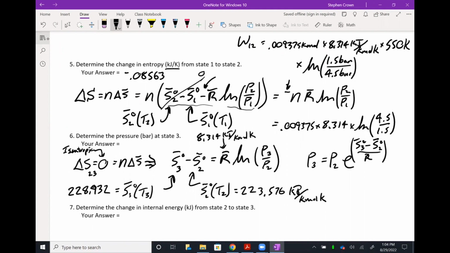And I get a bunch of those values in: 228.932 minus 223.576 divided by 8.314. Take the inverse log of that and multiply it by P1, or rather P2, which I believe is 4.5. And I end up with P3 equals 8.5702.